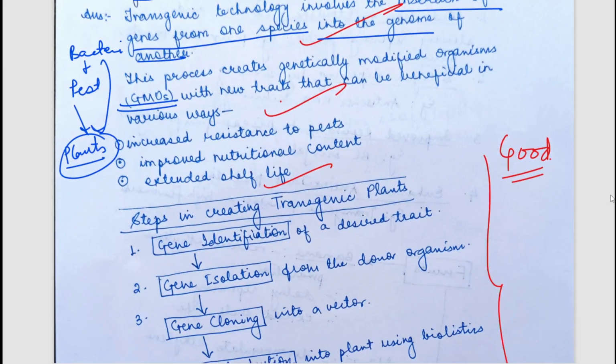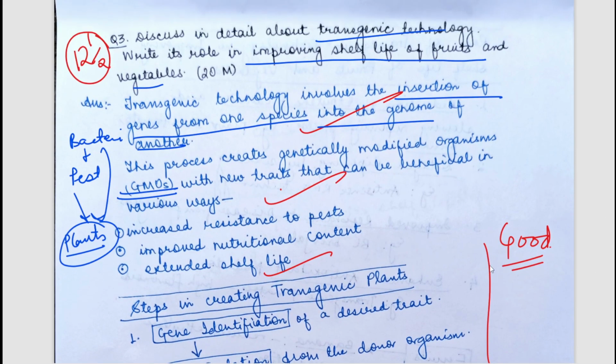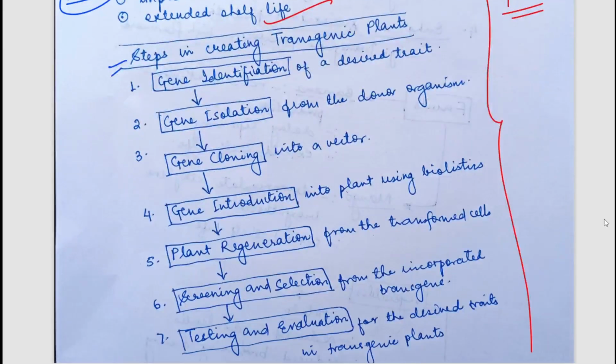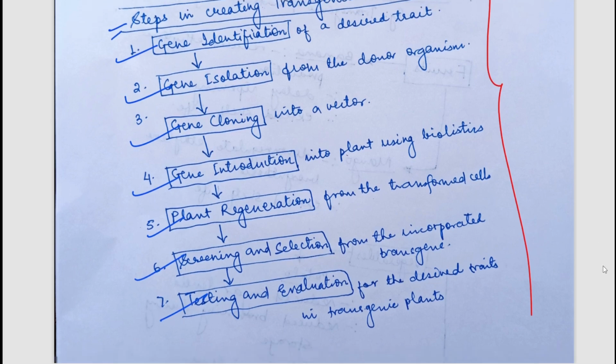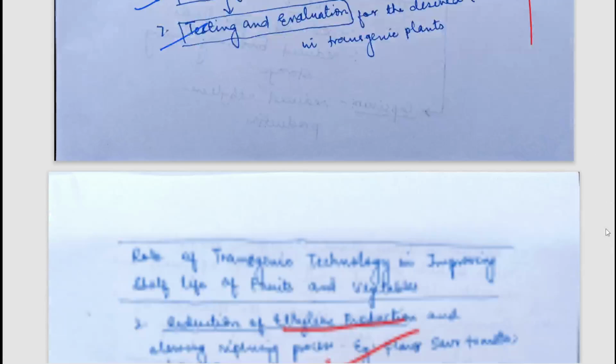Now, how can transgenic technology be created? Although it is not mentioned in the question, the student has written in the heading transgenic technology only, so it is fair and well written. First of all, we have to identify the gene, then isolate the gene, then clone that gene, then introduce that gene to the plant or other species in which it is required, then regenerate that plant, then screening and selection, then testing and evaluation. So these are the steps for creating transgenic plants.